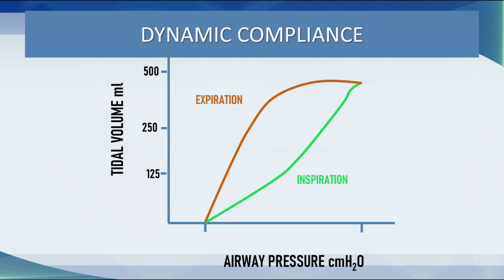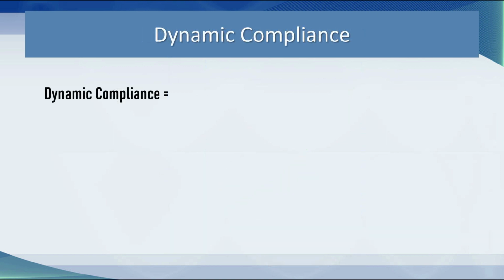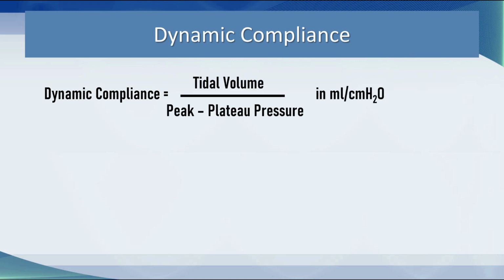You may be familiar with the super syringe static concept from research, but most people do not do this in clinical practice. To calculate the dynamic compliance of the respiratory system, you need 3 numbers: the PEEP, the peak pressure, and the tidal volume. So the calculation is as follows. The tidal volume in mils is divided by the peak minus the plateau pressure in centimeters of water. So we end up with a number, the compliance number, in mils per centimeter of water.